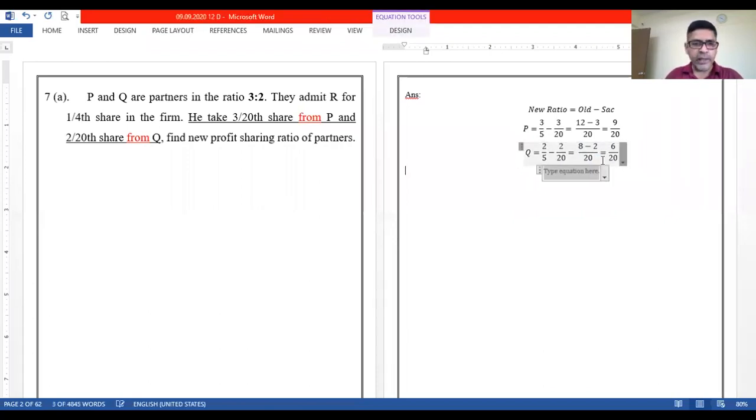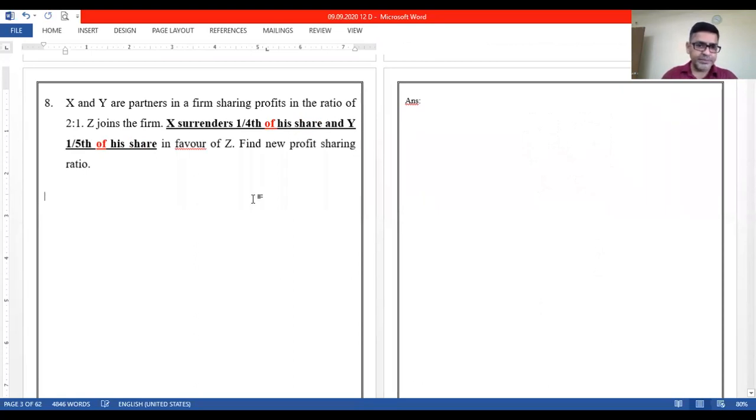Okay, and finally for R, who is a new partner. He is admitted for a 1/4 share. So we can write directly 1/4. Now I can see the denominator for P and Q is 20. To convert 1/4 into 20, I need to multiply by 5. So that will be 5 by 20, correct? The new ratio, finally, the answer will be 9:6:5. Okay, so this is how I'm done with the sum.